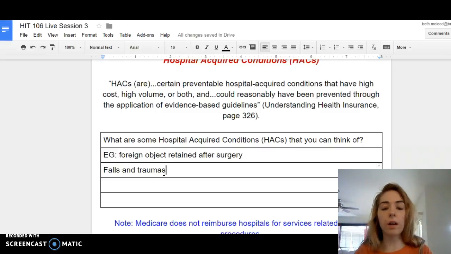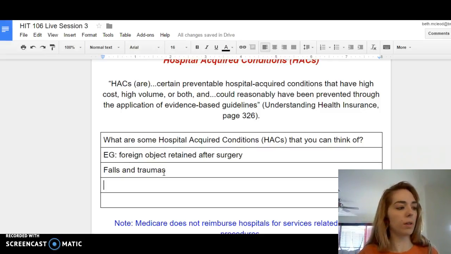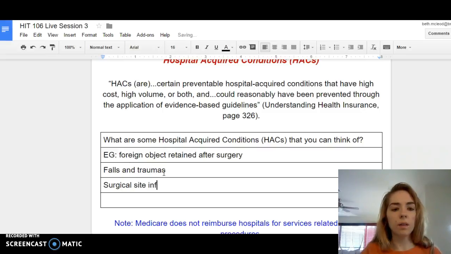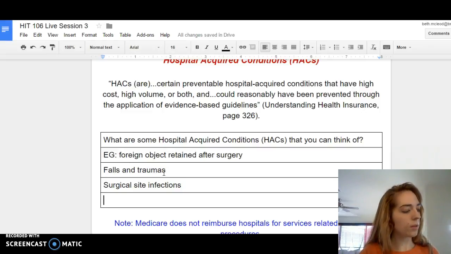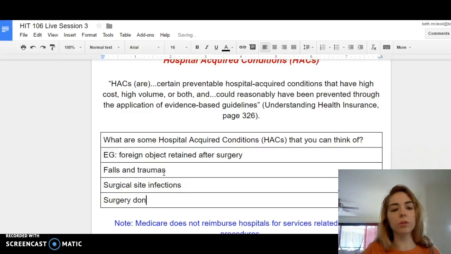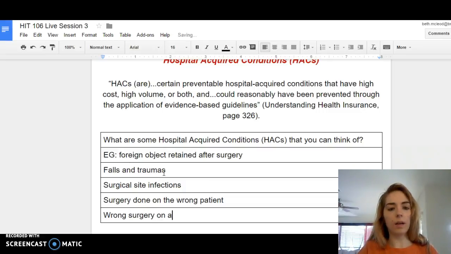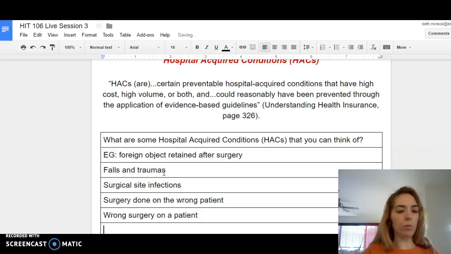These are things that occur in the hospital. They're adverse things that occur in the hospital that basically could have been prevented by somebody in the hospital, right? Some staff member, and they were not prevented. So they're a hospital-acquired condition. Some other ones, we've got surgical site infections. Some other common ones are surgery done on the wrong patient, wrong surgery done on a patient, and then wrong site surgery.